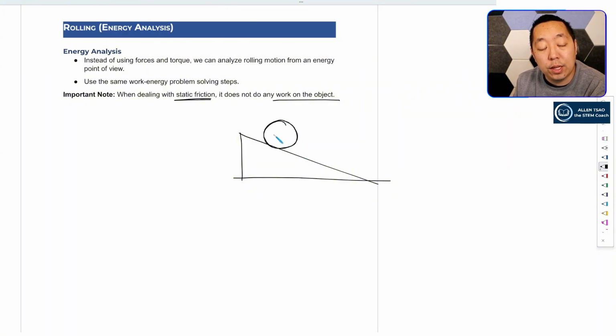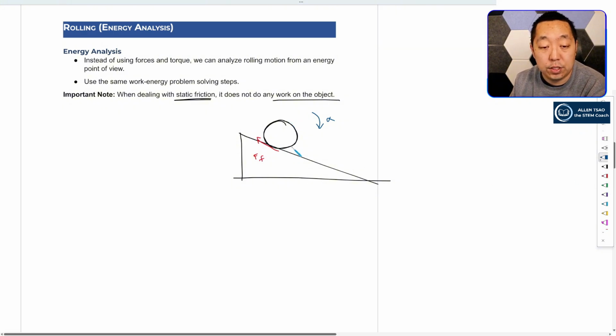So when we're rolling without slipping, let's say we're on an incline, going down the ramp, and there's gravity. Let's just talk about the force of friction here. The force of friction is going to cause that torque, which causes the angular acceleration to be this way. There's normal force and gravity, but those don't exert a torque around the center axis.